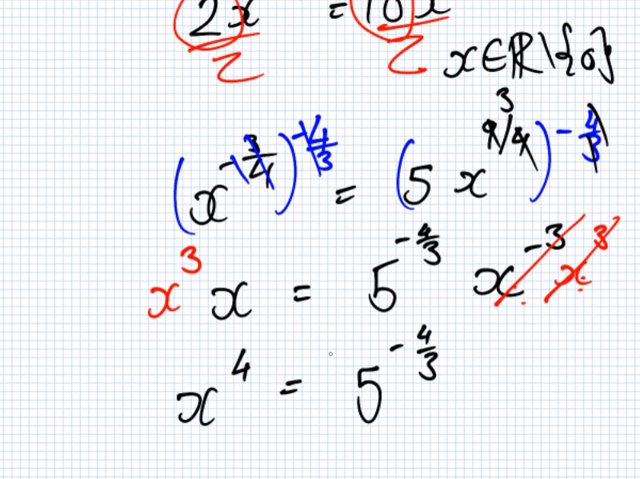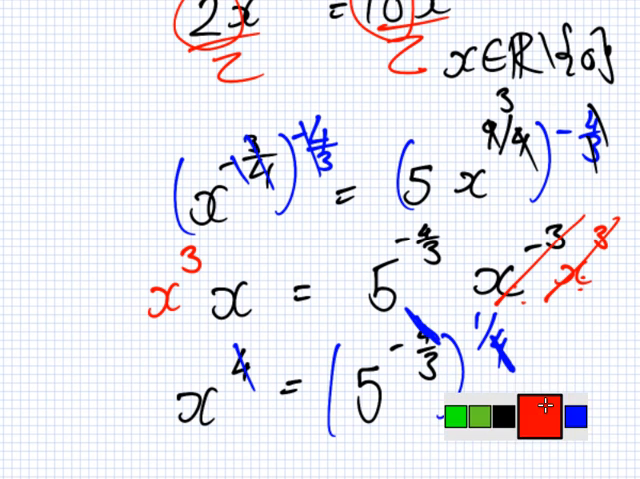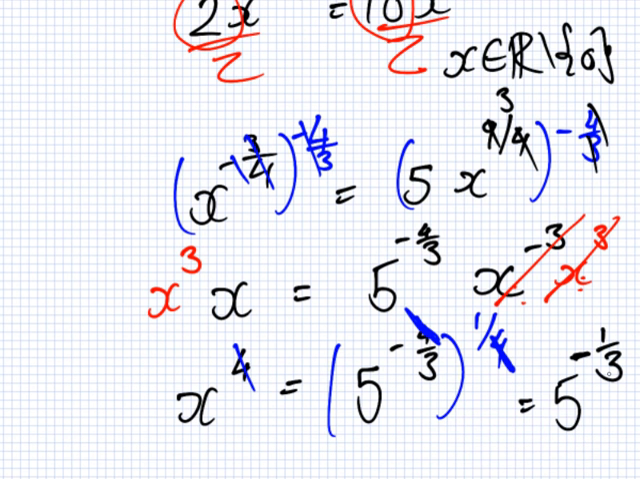Yeah, fourth root. And what's the fourth root as a power? 1 over 4. Yeah, so I can do a fourth root here, and then this cancels with this. So you're left with 5 power minus 1 over 3 for x, which is not 0, so we can use it.